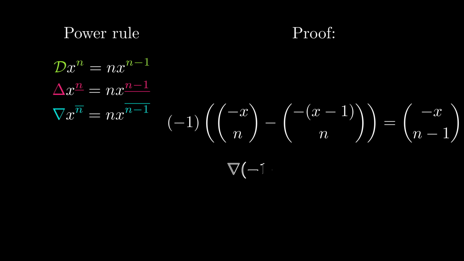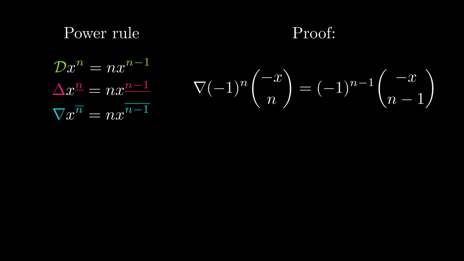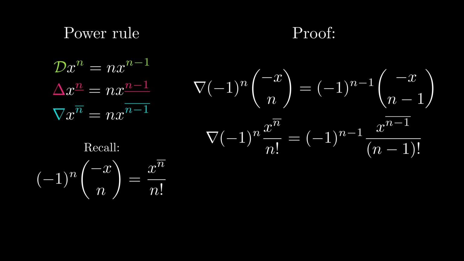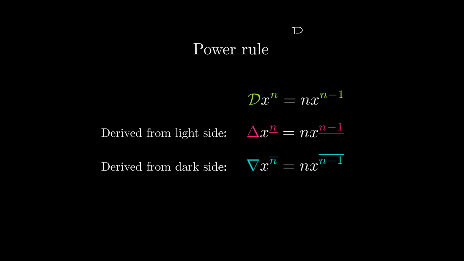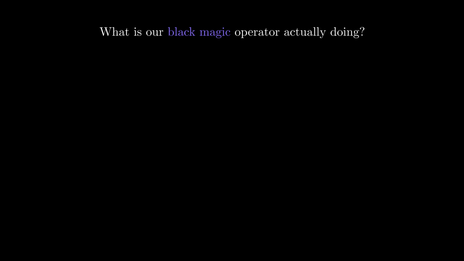Now the entire side here is a backward difference. Multiply both sides by minus 1 to the power of n minus 1. Rewrite in terms of rising factorials, and finally multiply by n factorial. And so, we have two different power rules for rising and falling factorials, derived from the dark and light sides of Pascal's triangle. So what is this operator doing?